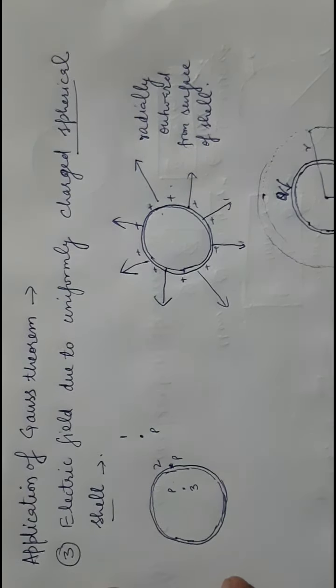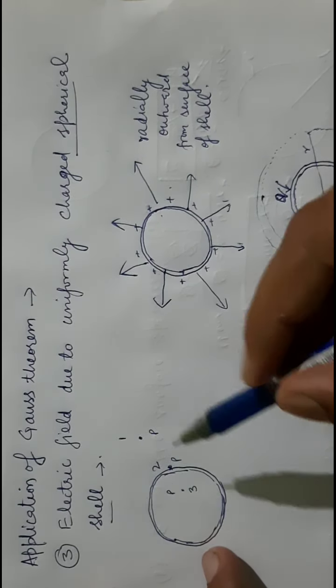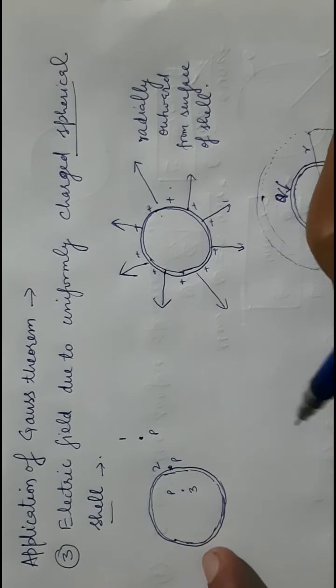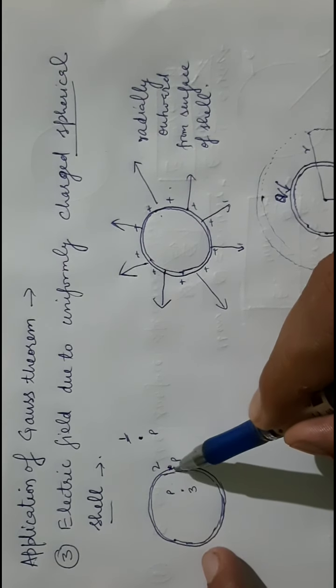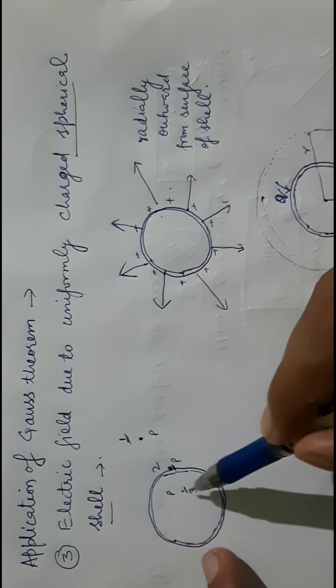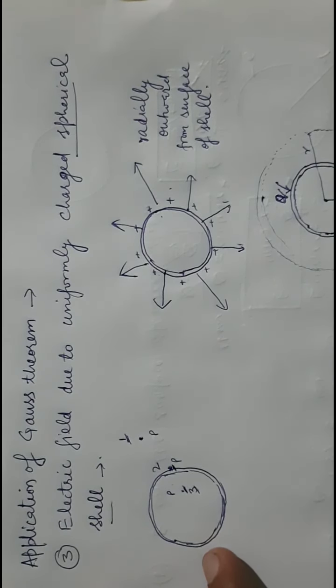Now let us find the electric field. There are three cases for this spherical shell. The first case is when the point of observation where we want to calculate the electric field is outside. In the second case, the point of observation is on the surface. And the third case is when the point of observation is inside the spherical shell.